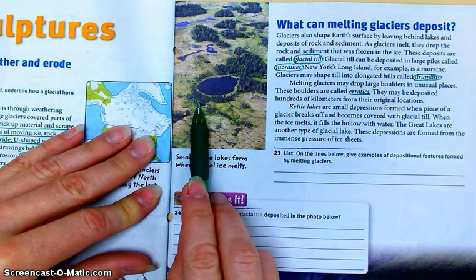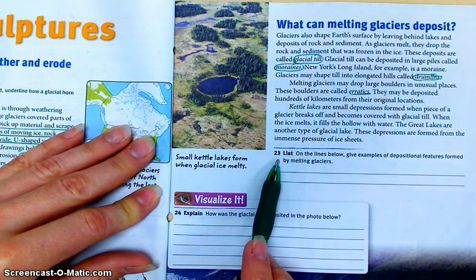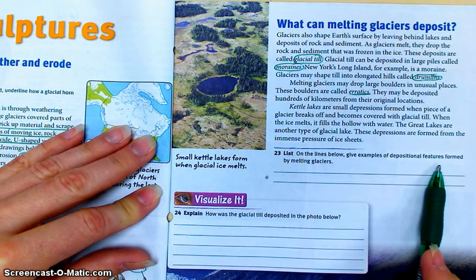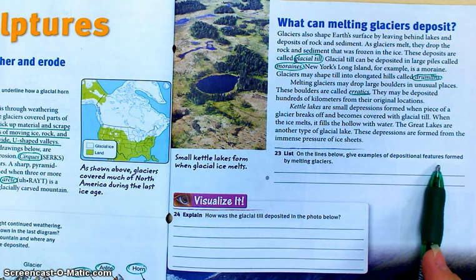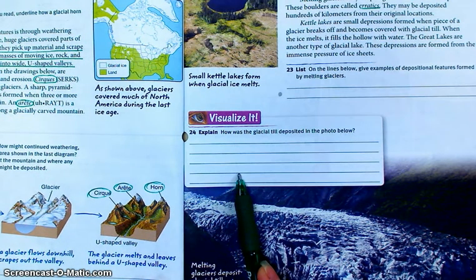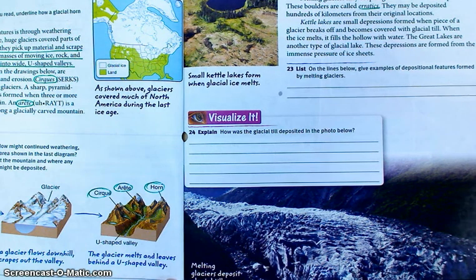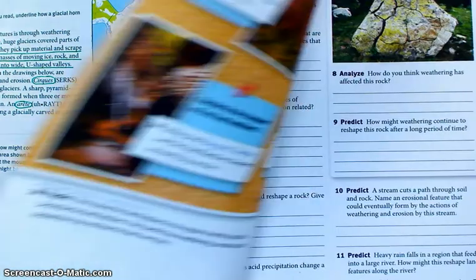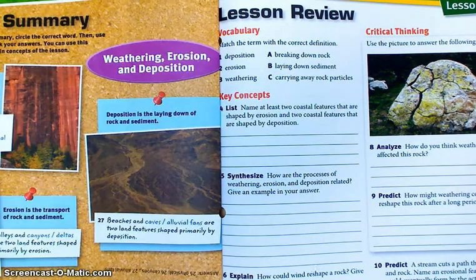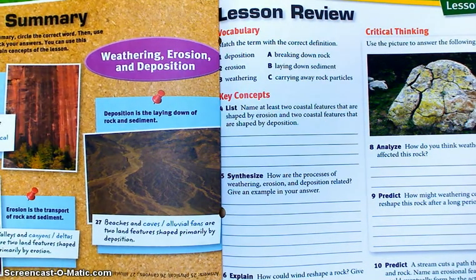Okay? And I'm not going to do 23 with you because you can look back through the reading and give examples of depositional features formed by melting glaciers. Okay? And I think, again, you can answer this one. How was the glacial till deposited in the photo below? So you can do that, guys, by yourself. Okay? And that brings us to the end of the lesson. And you can fill out the visual summary and the lesson review on your own.